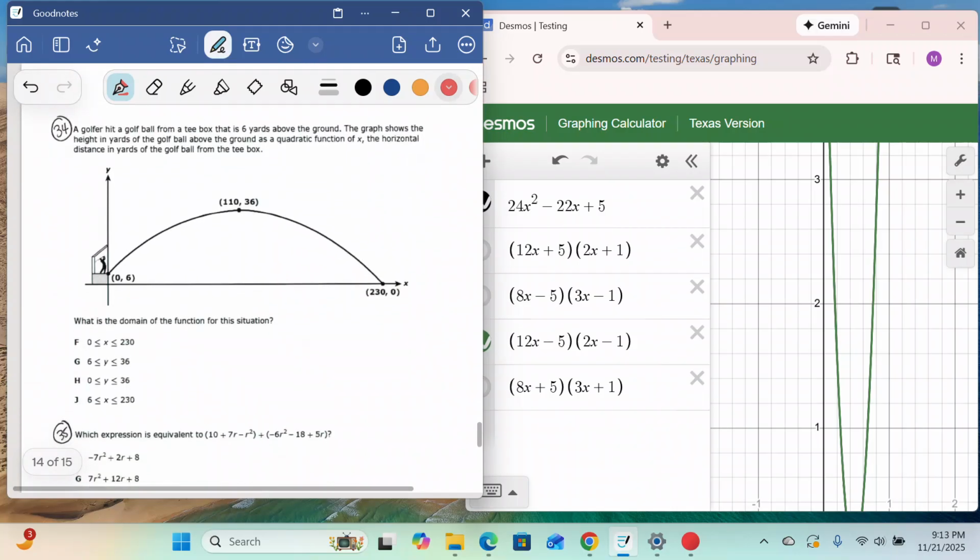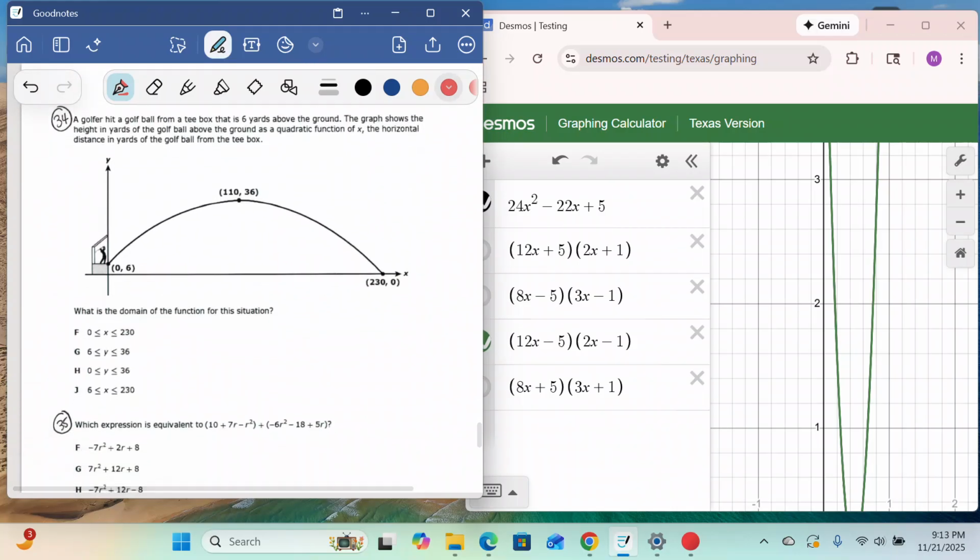If you look at number 34, a golfer hit a golf ball from the tee box of 6 yards above the ground. The graph shows the height in yards of the golf ball, and on and on. So you're looking at it and it's looking like a quadratic. That actually looks like Top Golf, the way you do the golfing at Top Golf. The question at hand is what is the domain? So once again, you want to try the domain on your own.